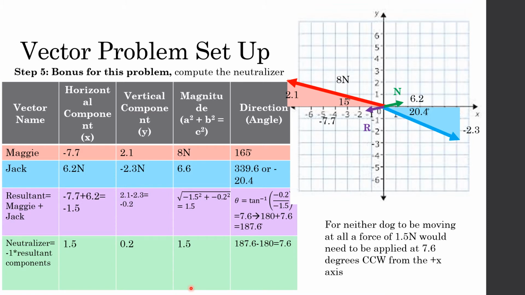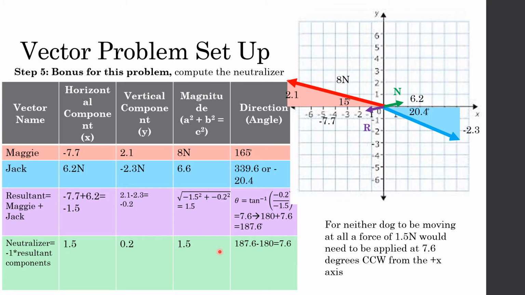Now with the magnitude and direction, well, the magnitude, you can see I didn't do any math here, and that's no accident. We know that the magnitude of the neutralizer is the same as the resultant, right? So I looked at what the magnitude of my resultant was, and it's exactly the same for the neutralizer. However, for the neutralizer's direction, that's going to be different, right? Because the neutralizer is equal in magnitude, but opposite in direction.